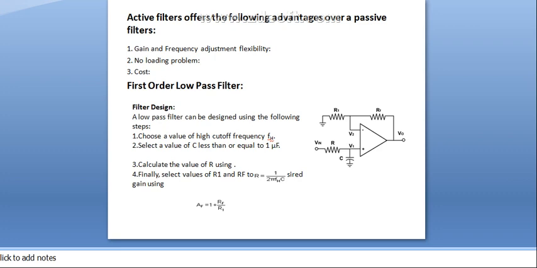So next, see the first order low pass filter. See the circuit, the first order low pass filter with op amp. Here the input is applied to the non-inverting terminal. Here we have an RC network, R and C components.